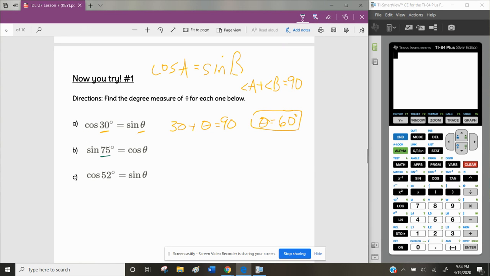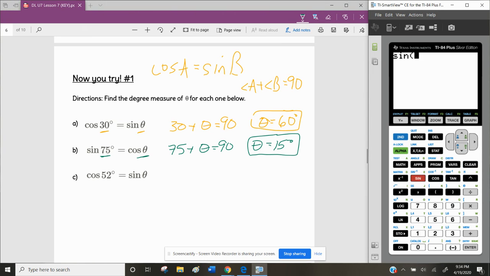For the second one, 75 degrees plus theta has to equal 90 for this relationship to be true. So when we subtract 75 from both sides, we get 15 degrees. Remember that you can go to your calculator and you can check this. Sine of 75, perfect. Cosine of 15, great. I got the same answer. I know I did it correctly.